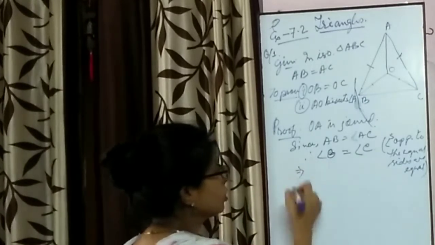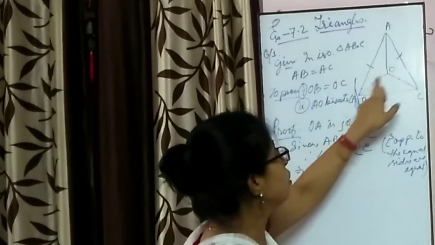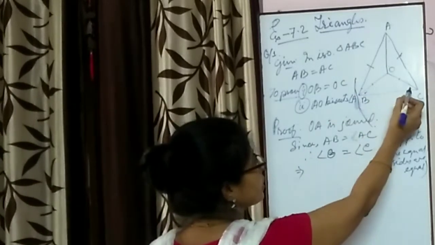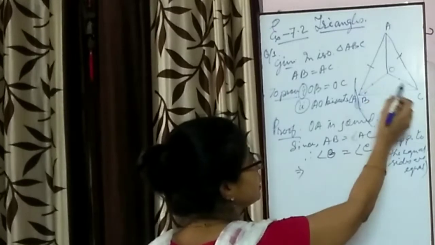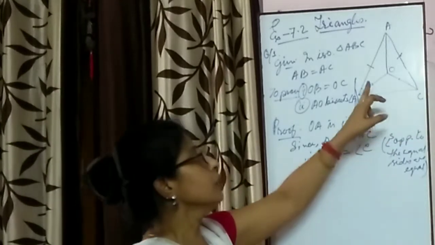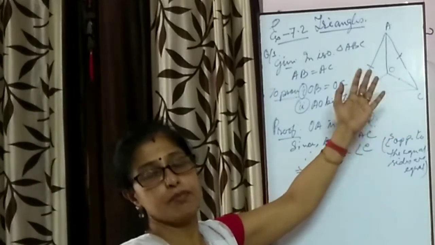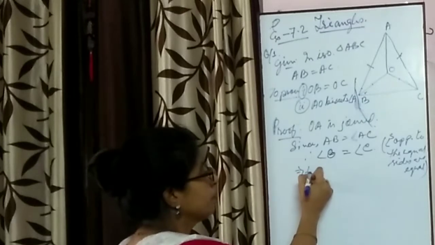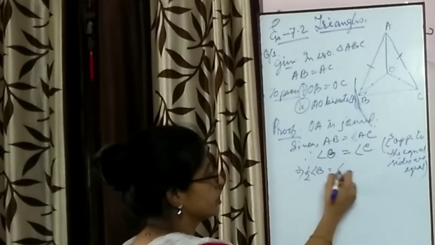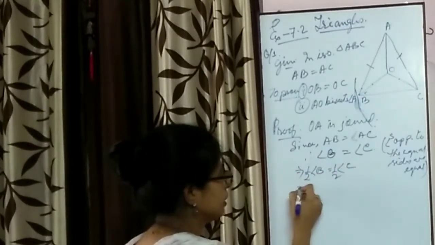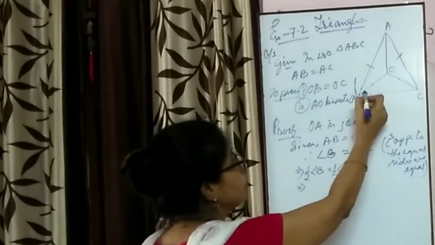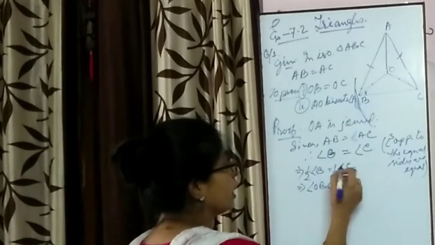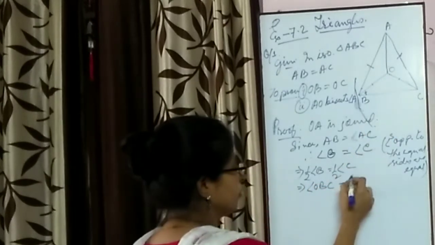Now for proving BO equals CO, that means if you can prove this angle is equal to that angle, meaning OBC is equal to OCB, then both the sides will be equal by the same theorem again. Make it half. Angle B is equal to angle C, so half of B we can take as this angle OBC, and half of C we can take as OCB.